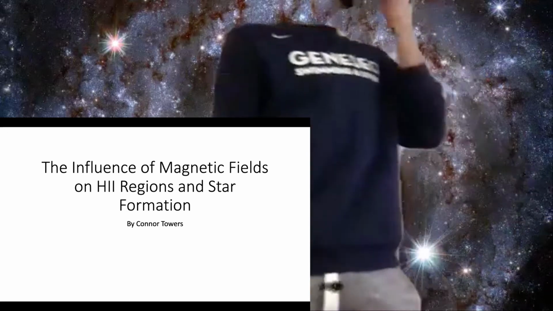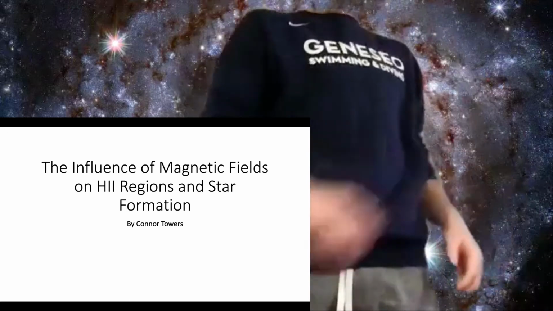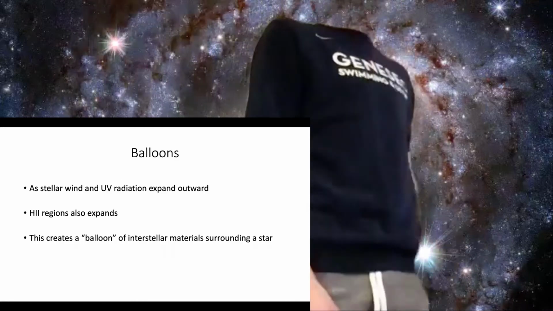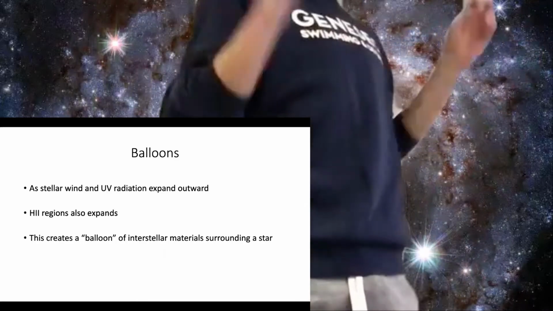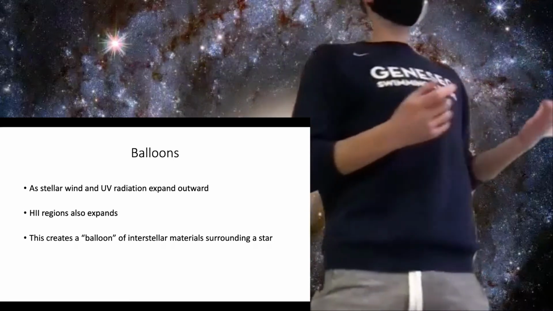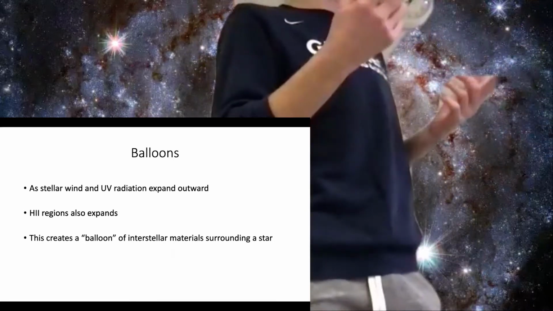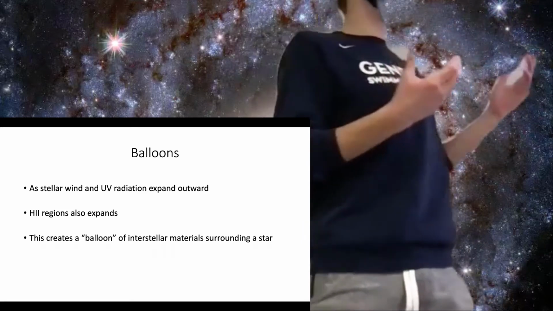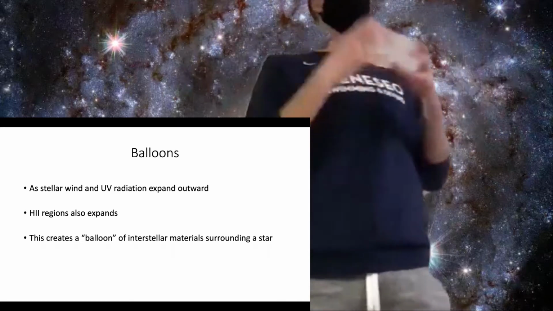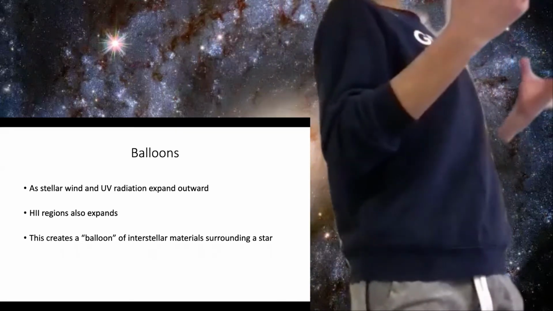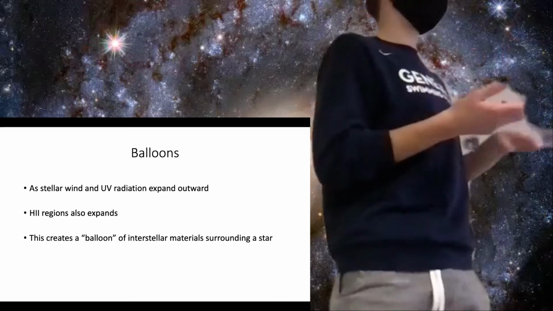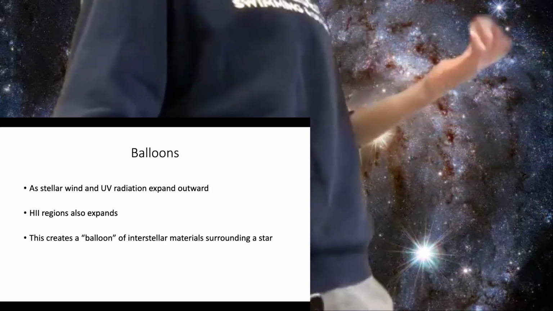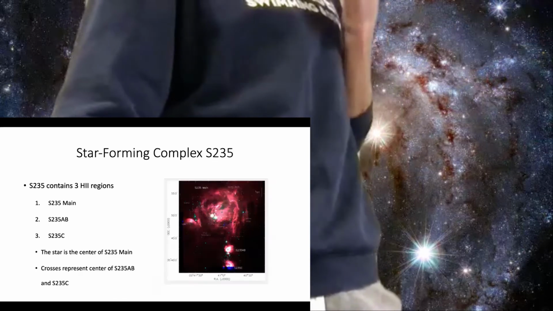All right, so today I'm going to be talking about the influence of magnetic fields on H2 regions and star formations. The first thing we're going to talk about is balloons, quote unquote. As young stellar objects, also known as stars, heat up interstellar materials, the stellar winds and UV radiation expand outward, expanding the H2 regions. This creates what they call the balloon of interstellar materials surrounding a star, and this changes the magnetic field around these stars.